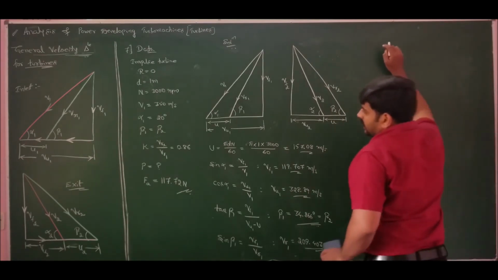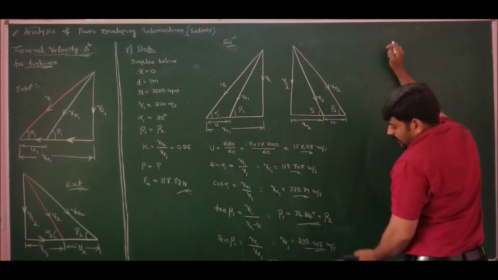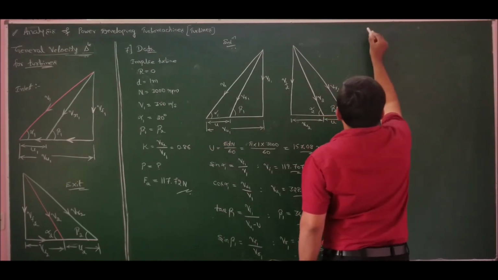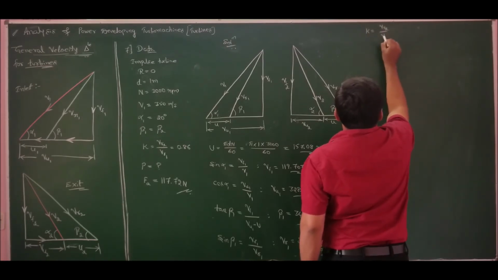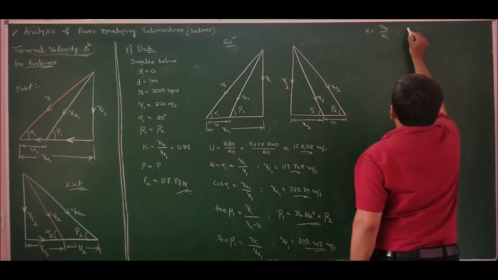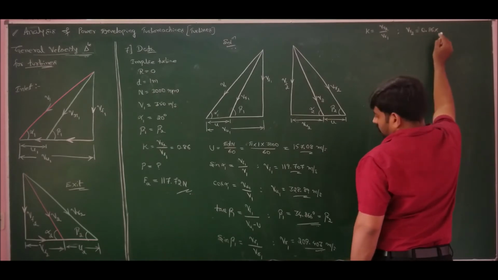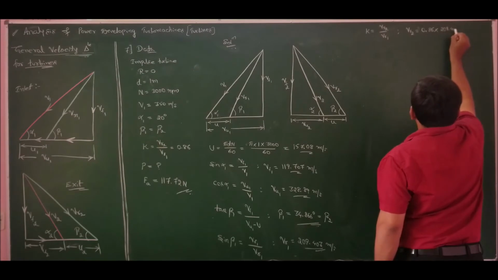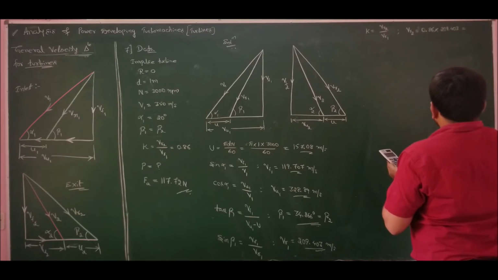So coming to the outlet velocity triangle, we have two conditions. One is the blade friction coefficient, and blades are equiangular. We already know the value of beta 2. Let us use the value of K. Given K is equal to VR2 by VR1. We know the value of K, so therefore VR2 is 0.86 times VR1, 209.403.